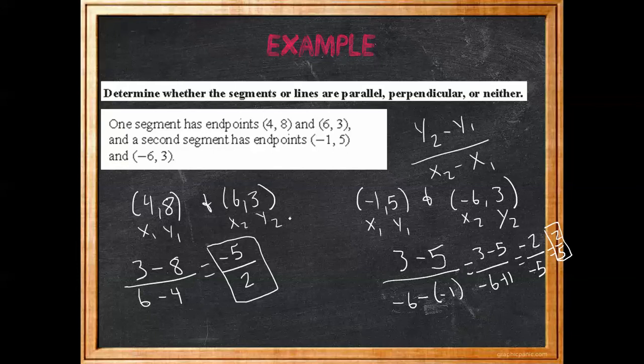So if we're comparing these slopes, parallel means that they have the same slope. Looking here, we know that's not the same. Perpendicular is the opposite reciprocal. This one is a negative slope, and this one's positive, so that's a check. Then the reciprocal, 5 over 2, would be 2 over 5, so positive 2 over 5. So these lines are, in fact, perpendicular.